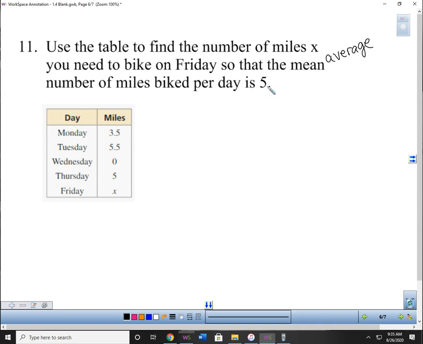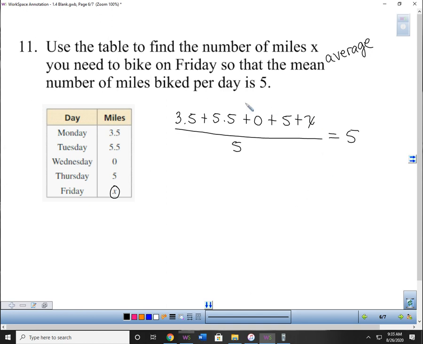So if I want to know how much he has to bike on this day so that the average is 5, that means I will add up the 3.5, the 5.5. I'm going to put the 0 up here even though adding 0 does nothing. Plus 5 plus X. And I have to divide that by 1, 2, 3, 4, 5, correct? And I want the outcome to be 5 per day, right?